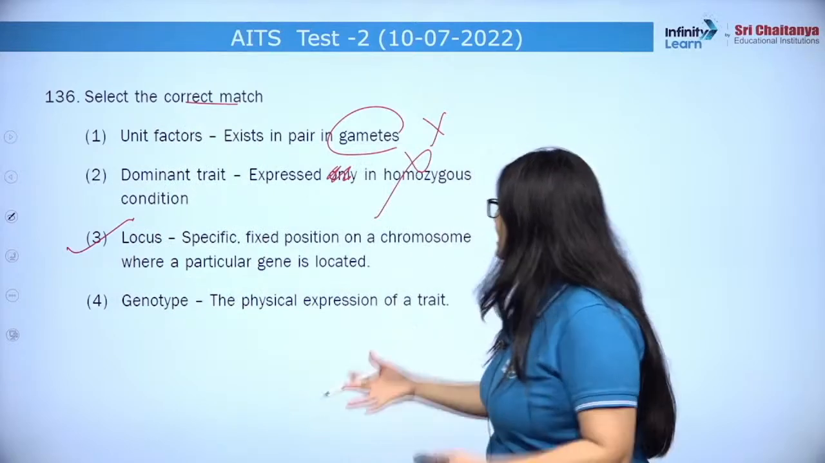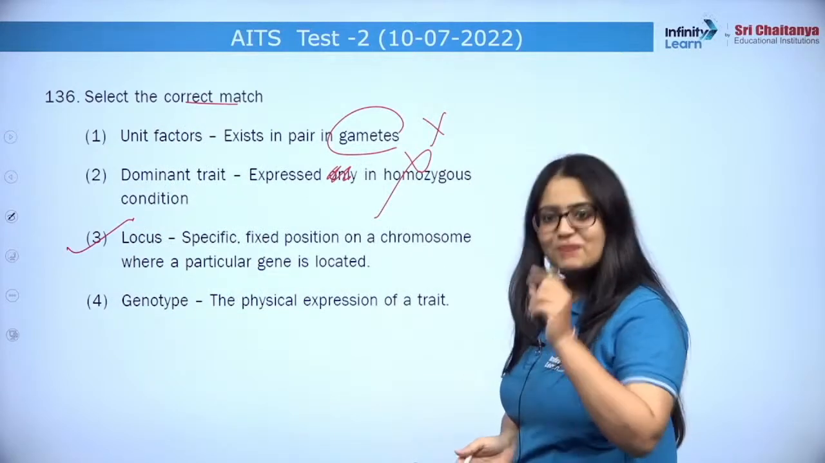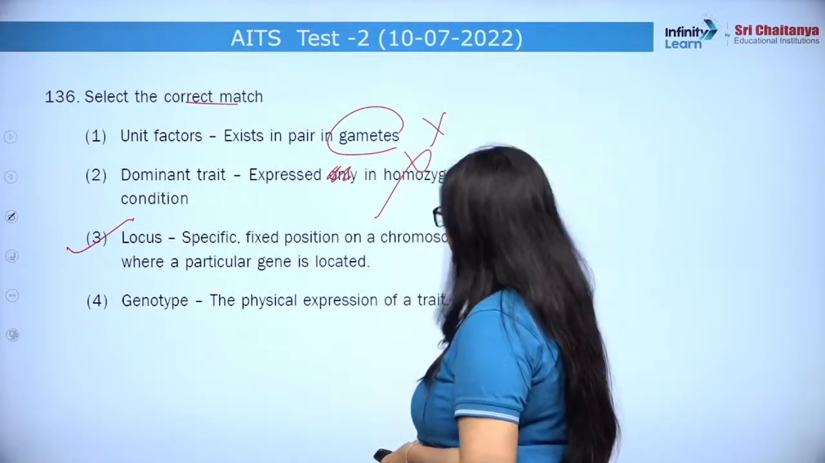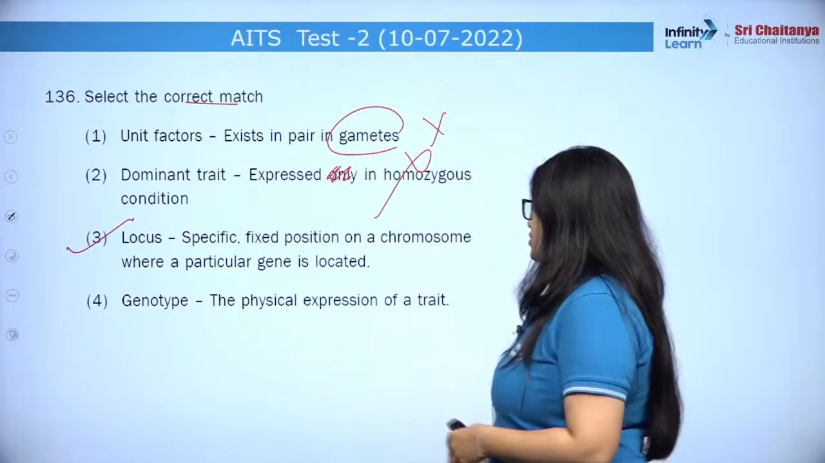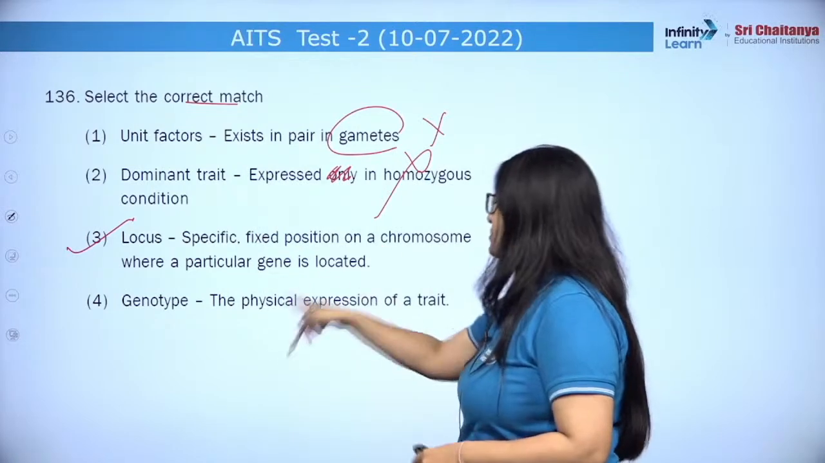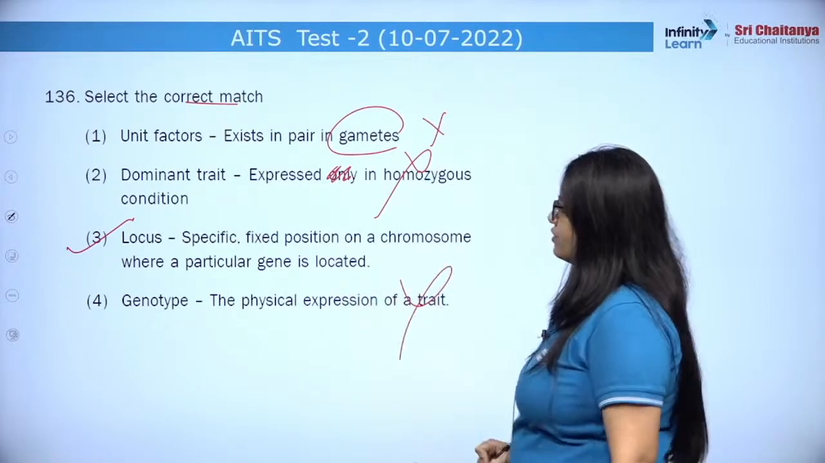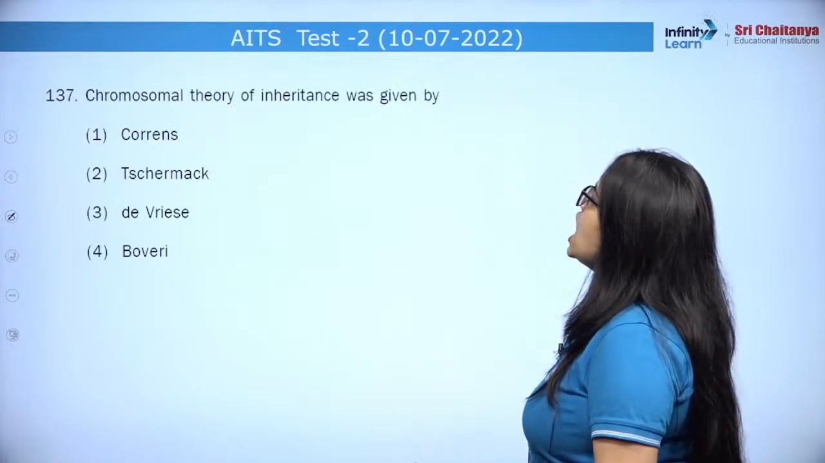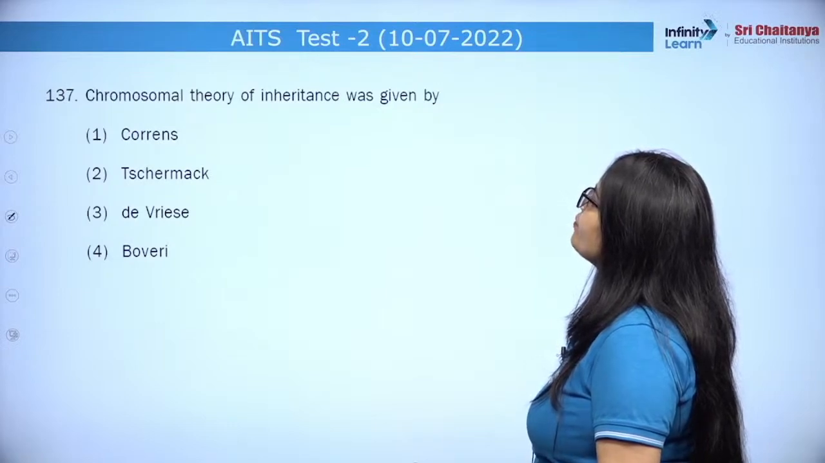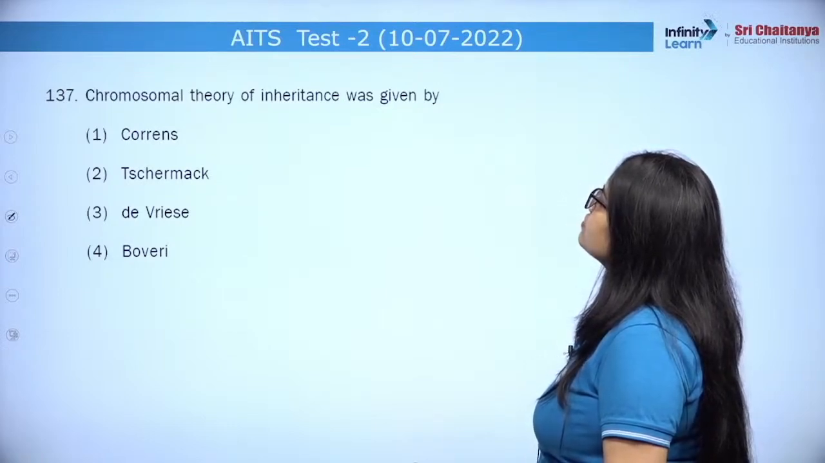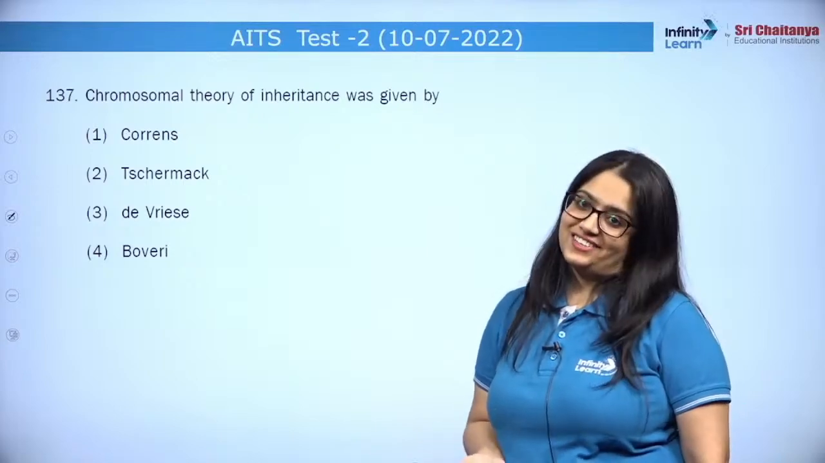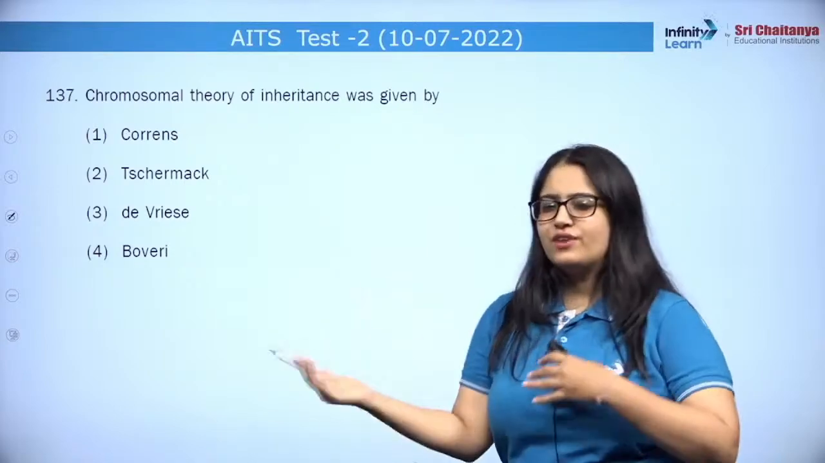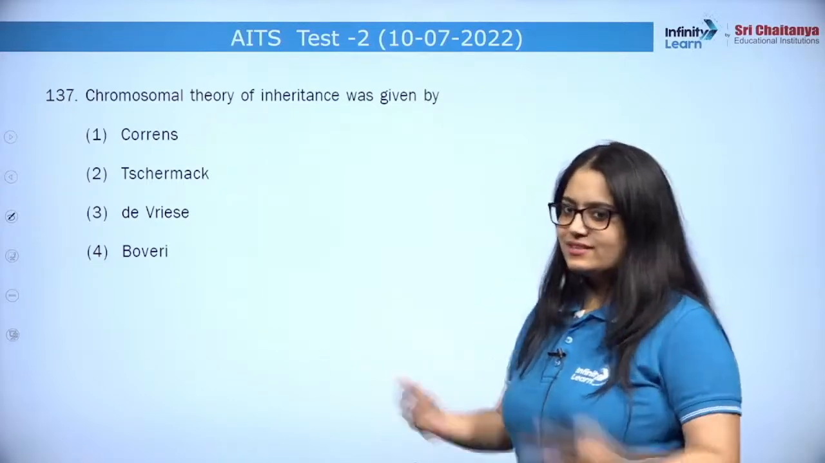Genotype is the physical expression of the trait? No. Phenotype is the physical expression of the trait. Genotype is not. Genotype is the genetic constitution of a cell, right? So phenotype is the physical expression of the trait. Wrong. Rather, I should say phenotype is the physical expression of a character. That's better because phenotype and trait are connected. They are somewhat the same thing.